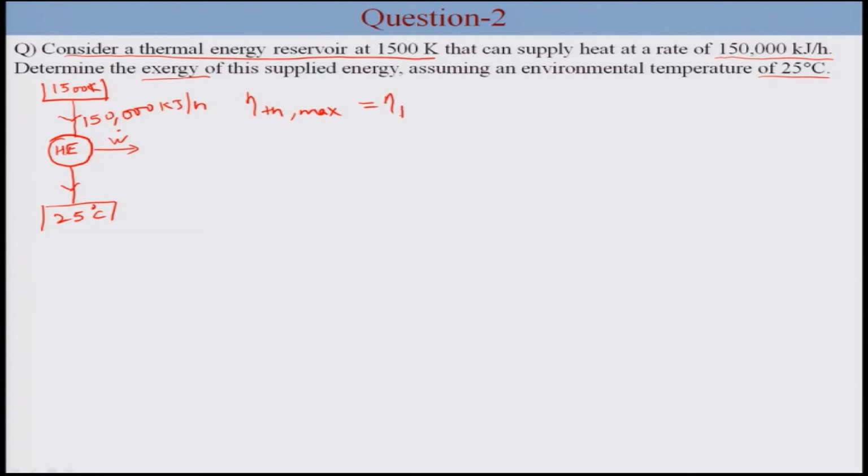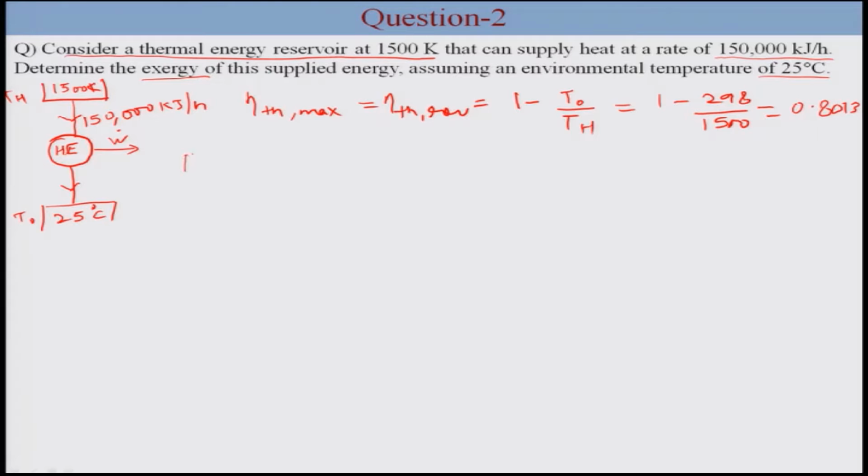Now the thermal efficiency of this heat engine for a reversible process is 1 minus T0 by Th. So T0 is the environmental temperature and Th is the temperature of the reservoir. So this is equal to 1 minus 298 divided by 1500. So this is equal to 0.8013. Now the exergy of the supplied heat in the rate form is the amount of power that will be produced by a reversible heat engine.